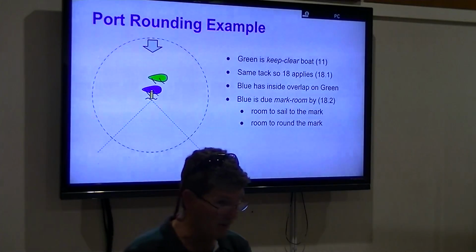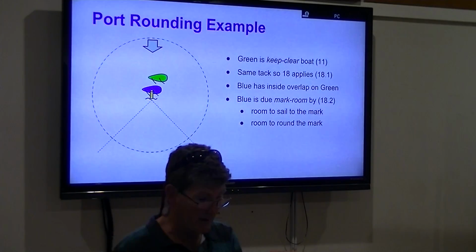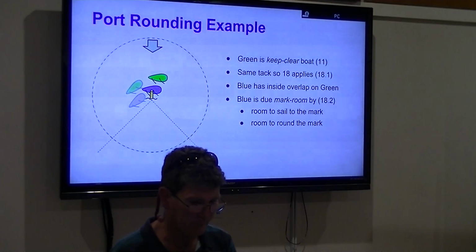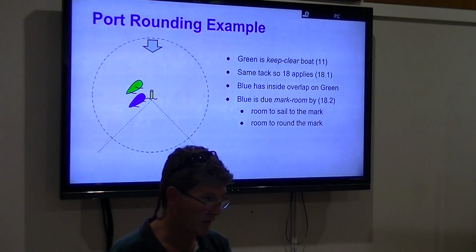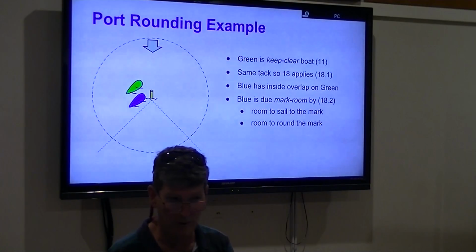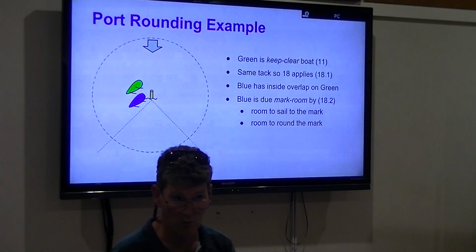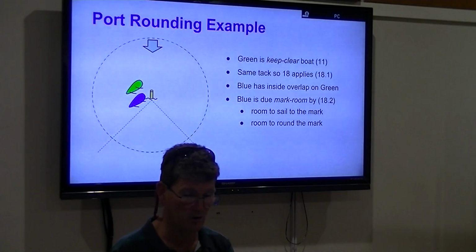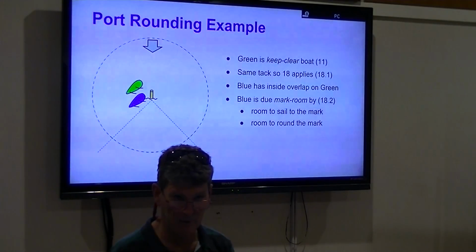She's entitled to round the mark, so she needs room to get her bum steering around down here and bear away. And off she goes. So that's a nice port rounding, it's a fairly simple thing. Blue didn't really need much more help from this rule than what she would have got by being the leeward boat anyway.